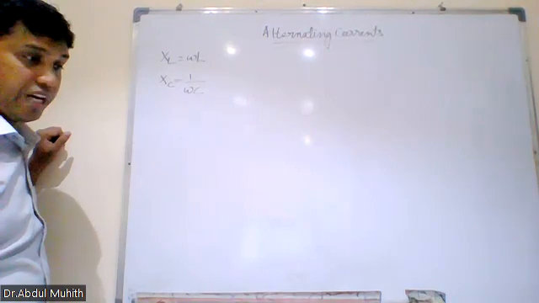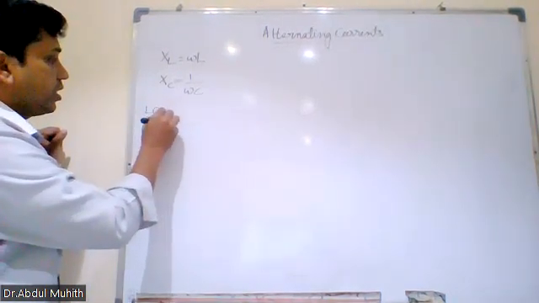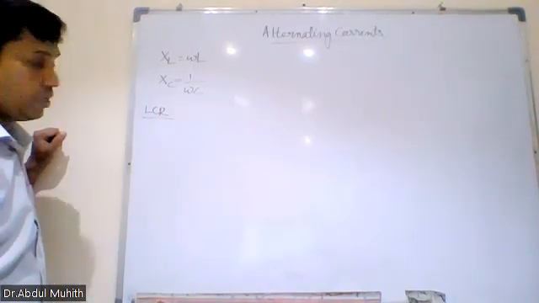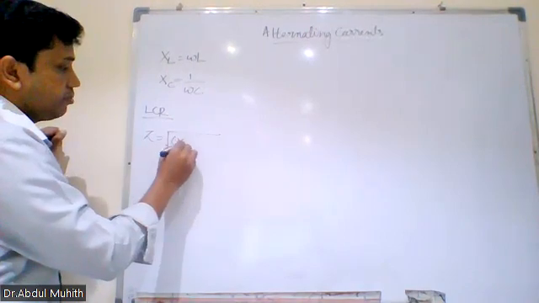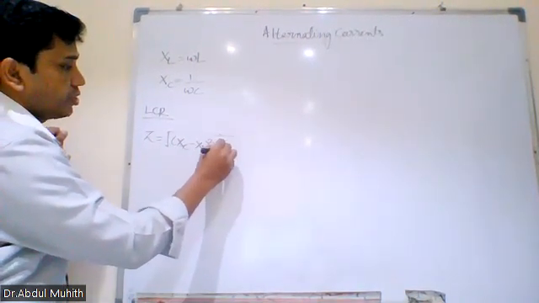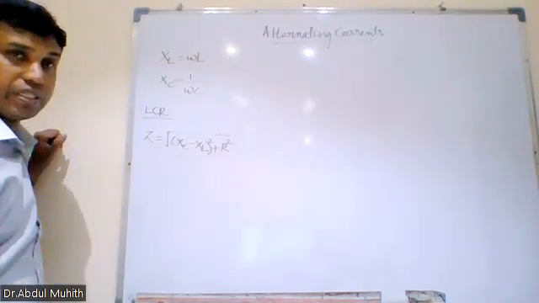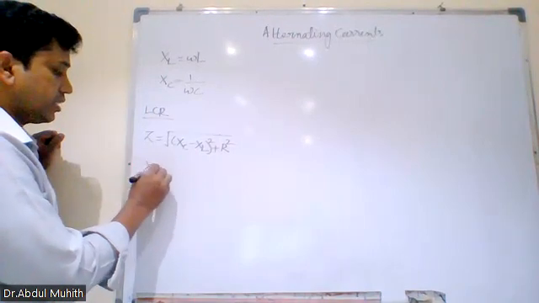In an LCR circuit, if you take a resistor, capacitor, and inductor in an AC, what will happen? There is an impedance. What is impedance? Z is equal to the square root of (XC minus XL) whole squared plus R squared. Is that clear?